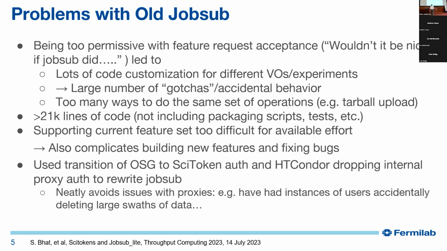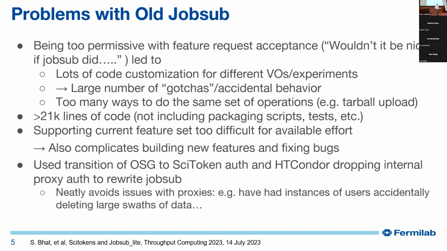So the problems that arose from this is that, first of all, we were yes people. Being way too permissive with feature requests meant that it led to a lot of code customization for the different experiments because they all had their way of doing each particular thing. That led to a lot of gotchas and unexpected code behavior. And there were, in fact, too many ways to do what were essentially the same operation. An example is tarball upload. I actually had to present to experiments, when we were talking about this, a table of 8 different ways to upload a tarball with slightly different things from each one, which is not good.